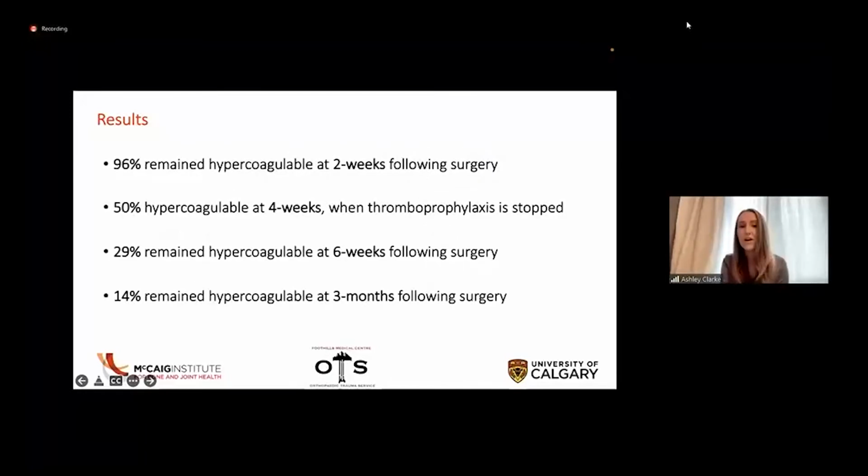Now, overall, as one population, like it's presented in the literature, we've seen that practically all patients are still hypercoagulable at 2 weeks after surgery. Come the end of thromboprophylaxis use at 4 weeks, still half of the patients were hypercoagulable. Then almost a third at 6 weeks, and 14% still at 3 months after. So we've discovered that there still remains a high rate of patients at increased risk for blood clotting come the time that they are discontinuing their thromboprophylaxis.